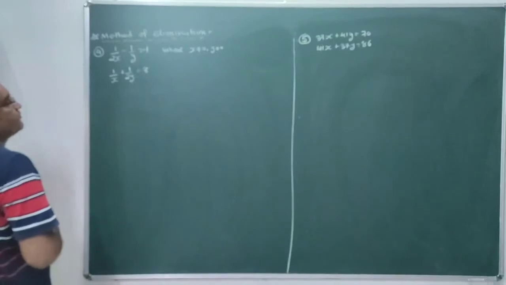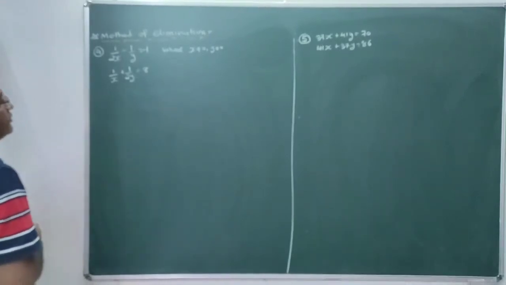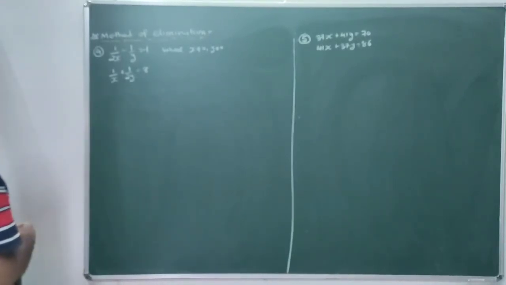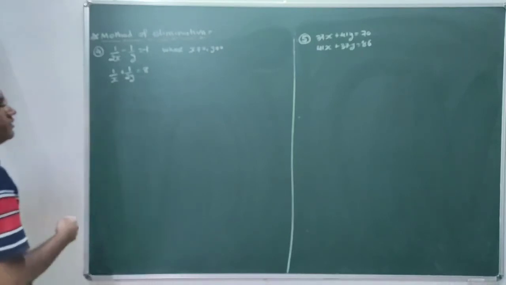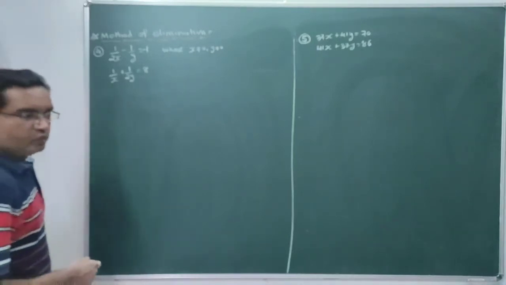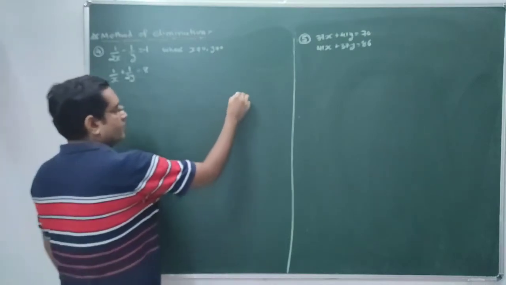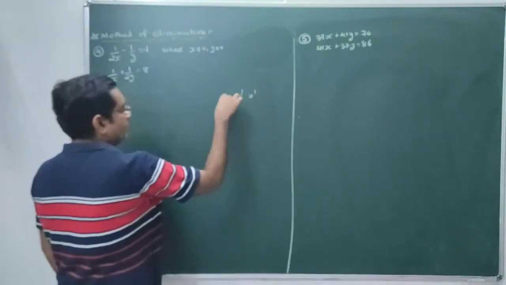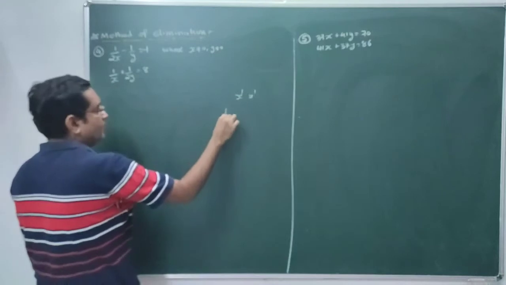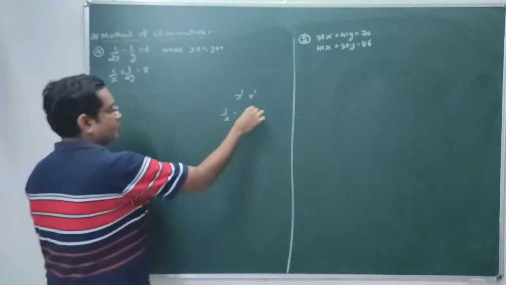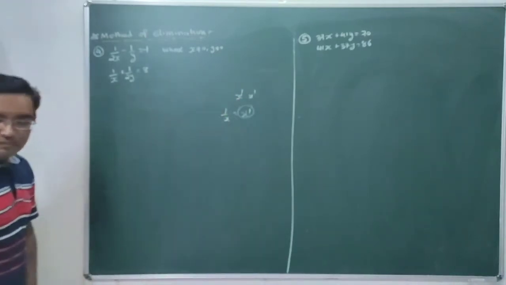Question number 4. Here you have to solve this pair of linear equations, which is 1 upon 2x minus 1 upon y equal to minus 1 and 1 upon x plus 1 upon 2y equal to 8. So basically this pair of equations is not linear. What is the definition of a linear equation? The power of variables x and y must be 1. But here our x is in the denominator, its power is minus 1. So the degree of the variable x is minus 1.